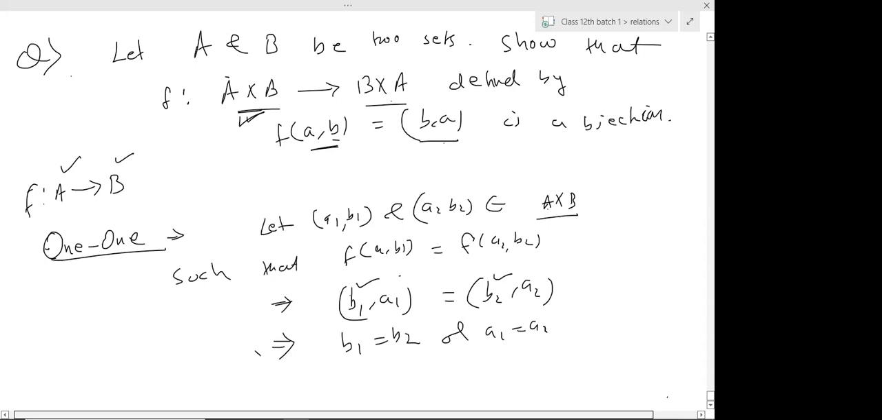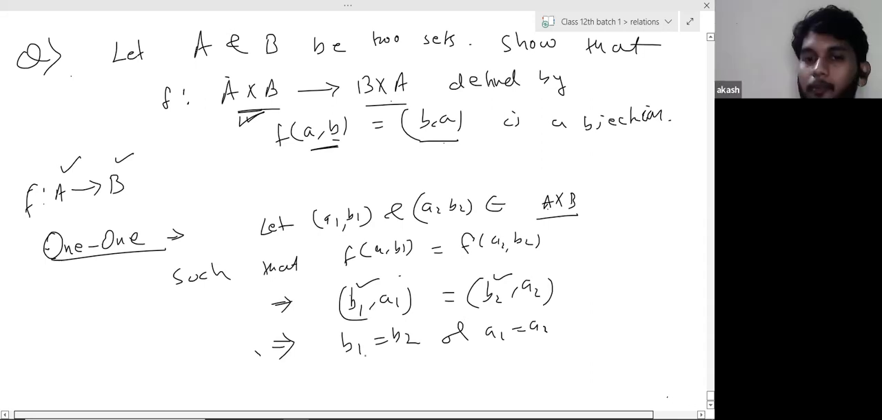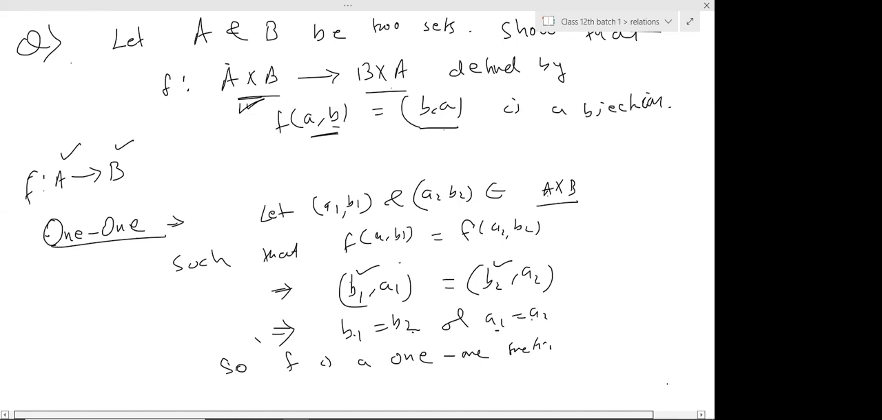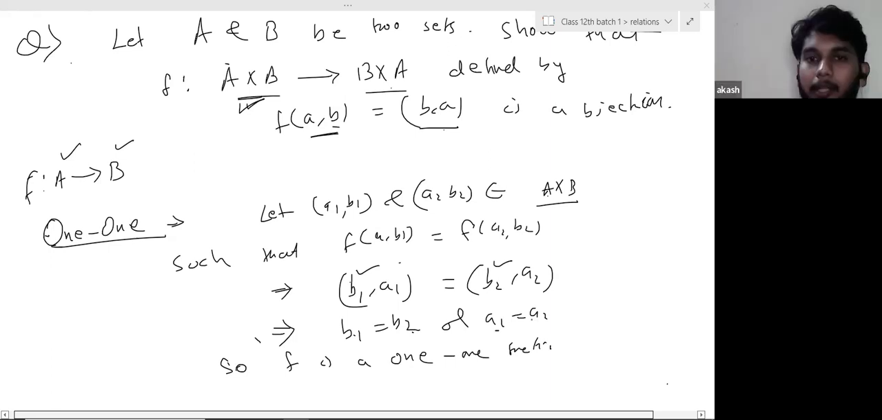No. So this proves f is a one-one function. If x1 equals x2, then f is a one-one function. Same here, b1 is equal to b2 and a1 equals a2. That means they are not two separate ordered pairs but the same ordered pair. So f is a one-one function. Clear, everyone? All right. So please note it down, then I'll explain how to write onto.